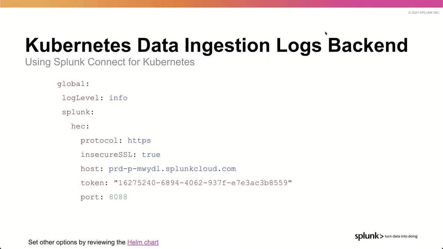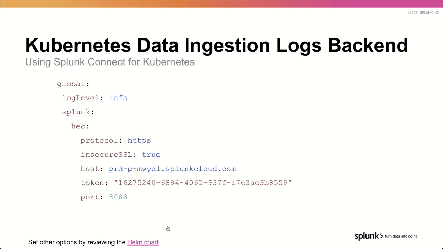In Splunk, I created an HTTP event collector. This is my host, and this is the token for my HTTP event collector, and port 8088 is default. You can customize it by reviewing the options here in the Helm chart.